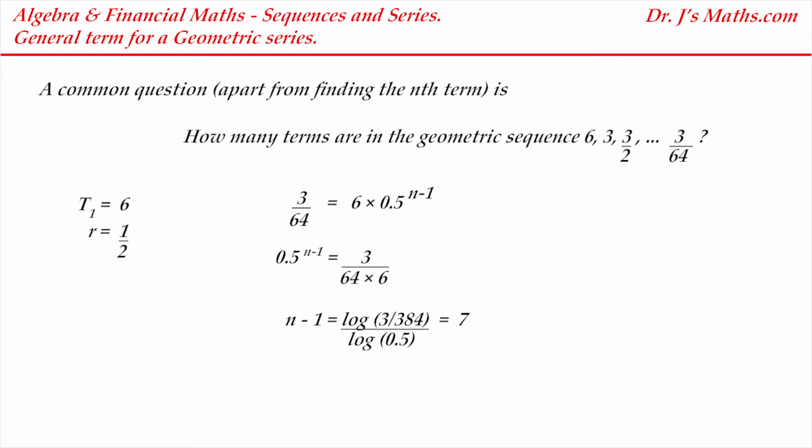Put all that in your calculator, you get 7. n minus 1 equals 7, so therefore n equals 8. So the 8th term is 3 over 64.